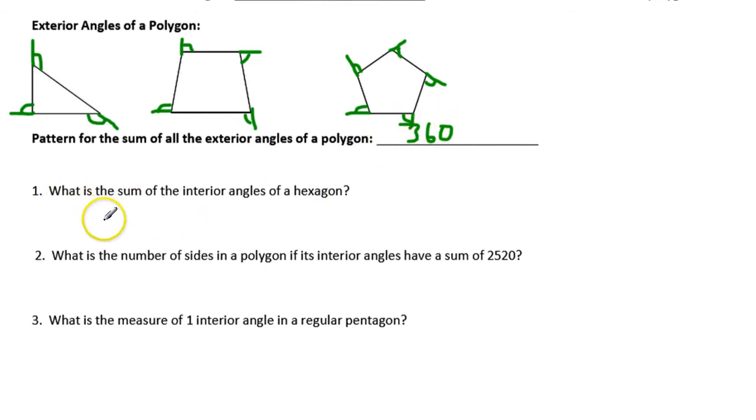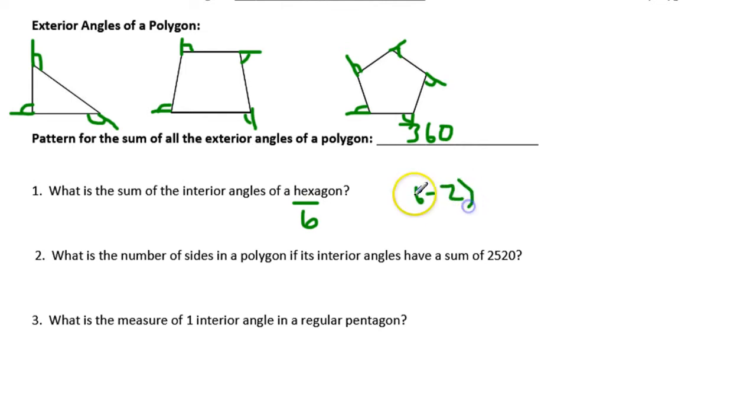So first question here, practicing, what is the sum of the interior angles of a hexagon? Well, a hexagon we know is 6. And if we want to know the sum of the interior angles, we have to figure out how many triangles. So we take away 2 from that. So we have 6 minus 2.